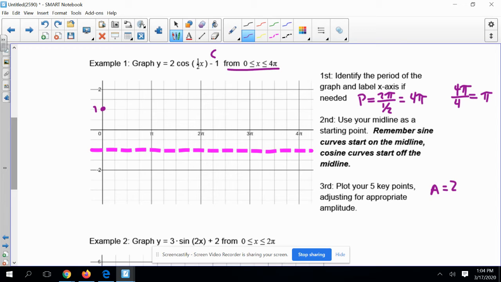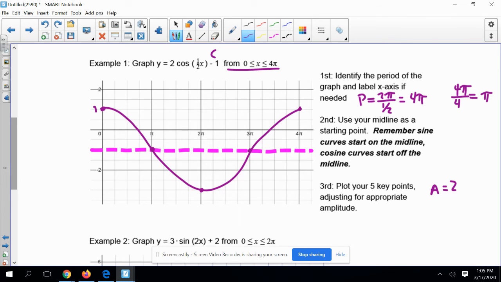And then it goes to the midline, then it decreases to its minimum value of -3. Comes back up to the midline, comes back to 1. And we have our weird smiley face. So there is our graph.